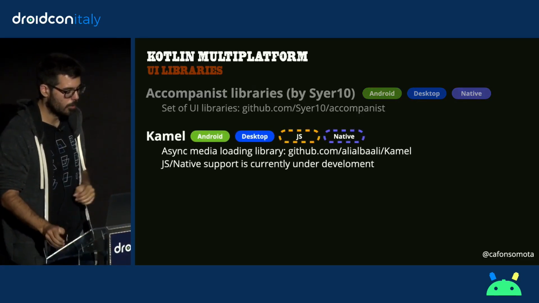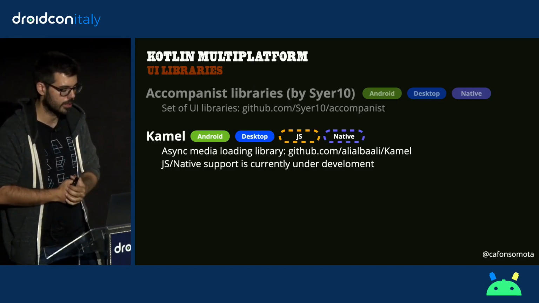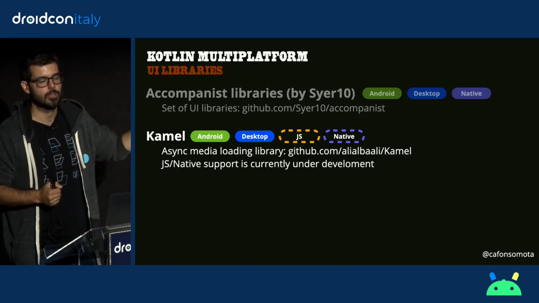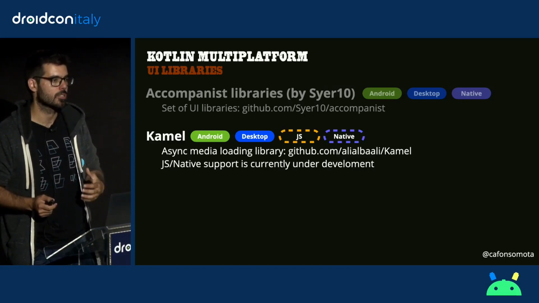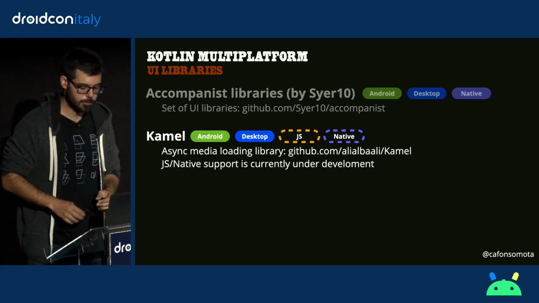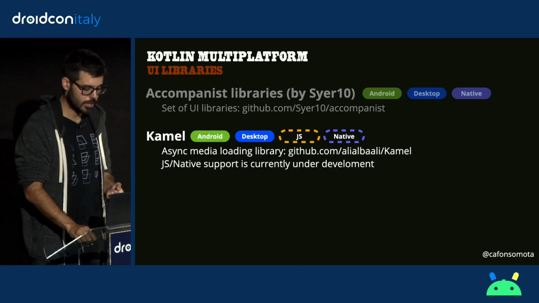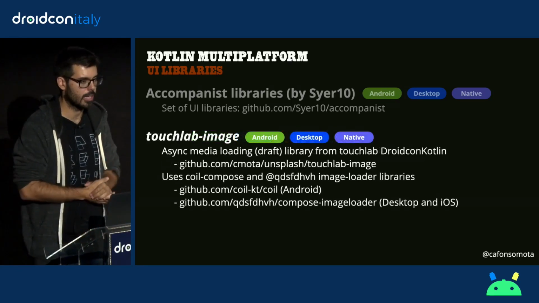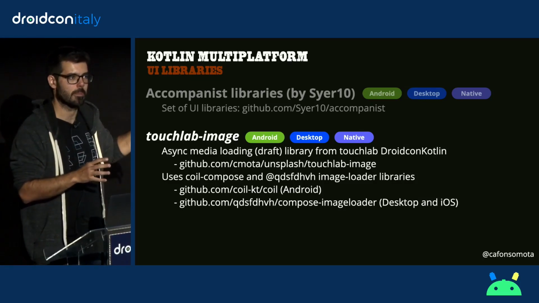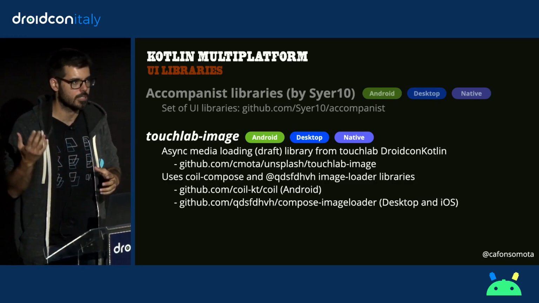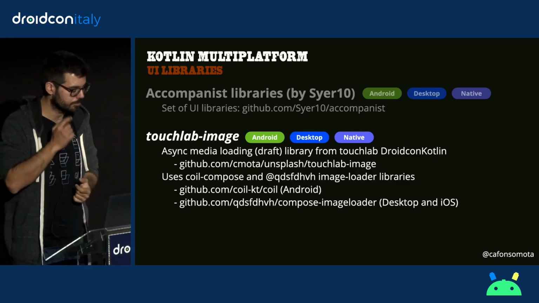I was using before, when I had only Android and desktop, the Kamel library. This library is pretty good and already gives support for fetching and loading images locally for Android and desktop, but the iOS support is currently under development. I've been testing it, and it's not yet there, but fortunately, TouchLab created, it's not really a library, but they give all of this support. So I basically grabbed those classes and added the desktop support and called it TouchLab image, which is on this project.